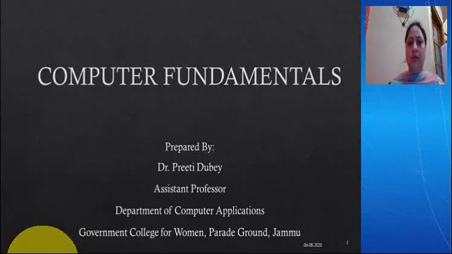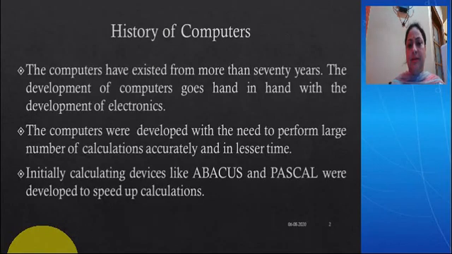Hello students, today we are going to discuss the topic History of Computers covered under the subject Computer Fundamentals. So the computers have existed for more than 70 years. The development of computers goes hand in hand with the development of electronics. Computers were developed with the need to perform large number of calculations accurately in lesser time.